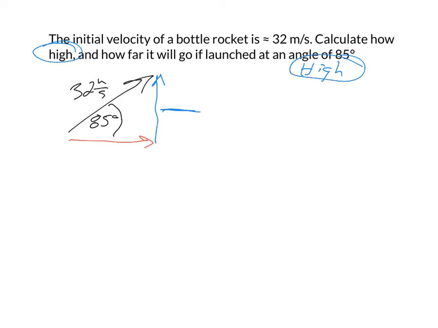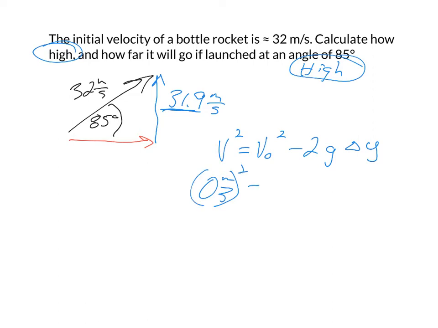So it's 32 times the sine of 85, and I'm going to get 31.9 meters per second. Okay? At the top of the path, my vertical velocity is 0, so I'm going to go Vf squared equals Vi squared, minus 2g change in y. My final velocity is 0, because at the top of the path it quits going up, it's not coming down yet. My initial, we just did, 31.9 meters per second.